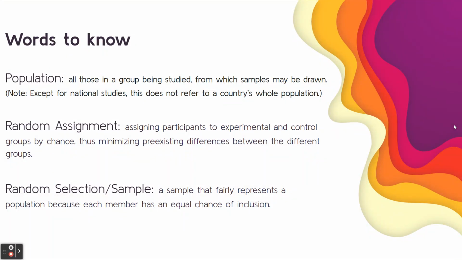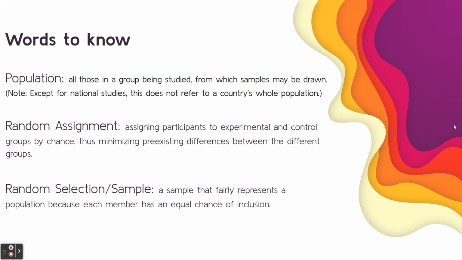Some words to know. Population is all of those in a group being studied, whether humans or animals, from which samples may be drawn. Keep in mind, this does not typically refer to a country's entire population unless it is specifically designed as a national study. Your population, if you are studying students at Thurston High School and the only people that you are choosing from are students at Thurston High School, your population is the students at Thurston High School.